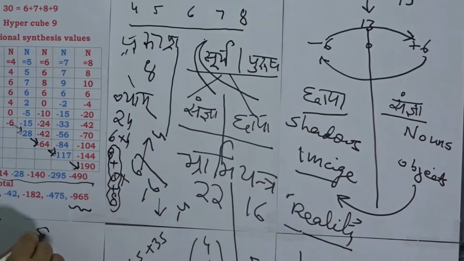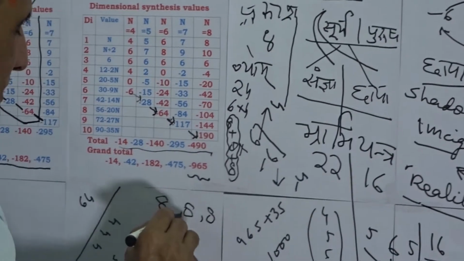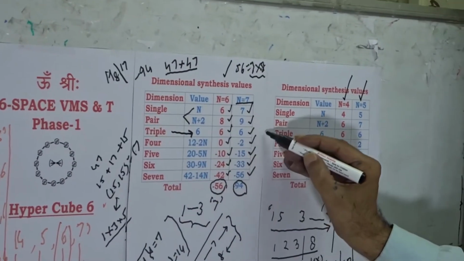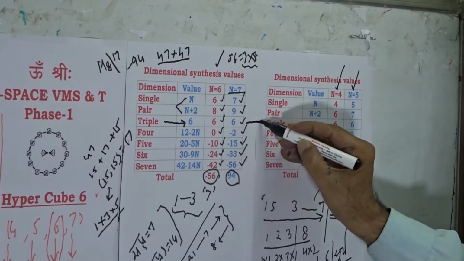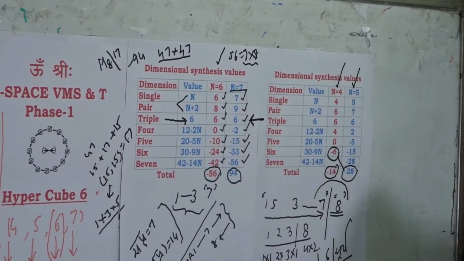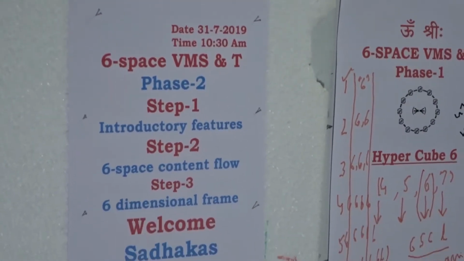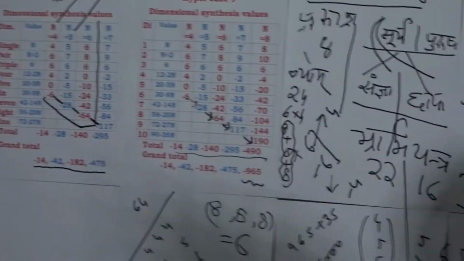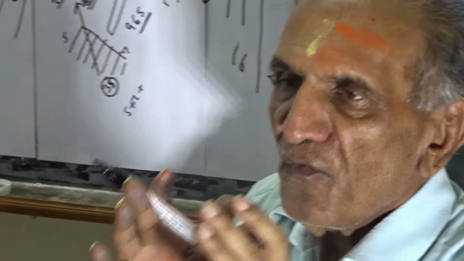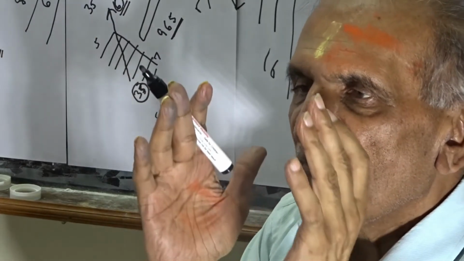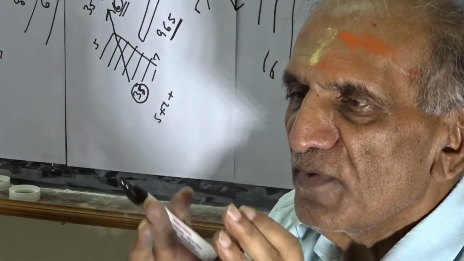And we know triple dimensions of the same order always give a value 6. It is this feature that the triple dimensions of any order are always value 6. Therefore, we have to reach at this value of 6. Therefore, 6 space VMST is the VMST of the synthesis value of reach for any dimensional order, any triple dimensions of any dimensional order, leading us to value 6.